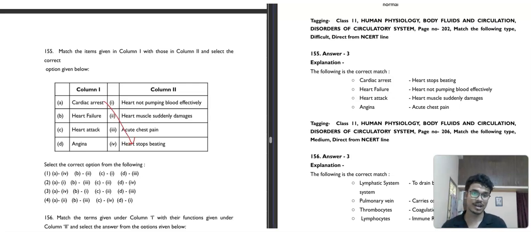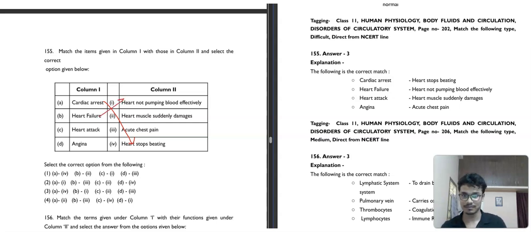And heart failure. What is the difference between heart failure and cardiac arrest? Heart failure happens when the heart is not pumping blood effectively. And cardiac arrest is that it just stops. Heart beating stops. The reason could be anything. But heart failure specifically means that the heart is not able to pump the blood efficiently. That is heart failure.